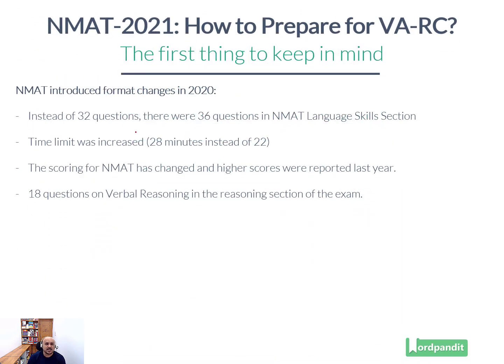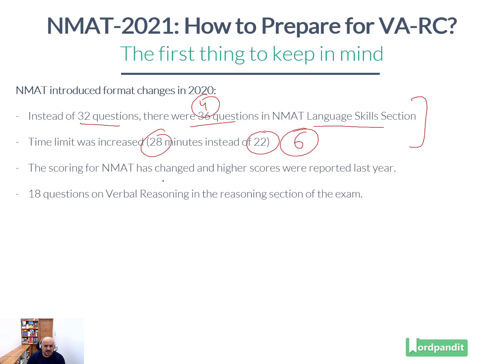Let's get started. First thing, last year what they did was instead of 32 questions in the language skills section, they had 36 questions, and the time limit went up from 22 to 28 minutes. This is for the language skills section alone. So overall, if you look at it, just 4 questions were added, but you had an increase of 6 minutes. So fractionally more time to solve the section. Still, it is a challenge, right? 28 minutes, 36 verbal questions. It's a big challenge, right? You've really got to push yourself.